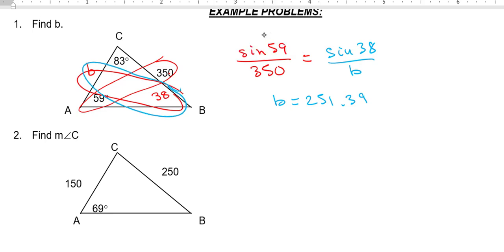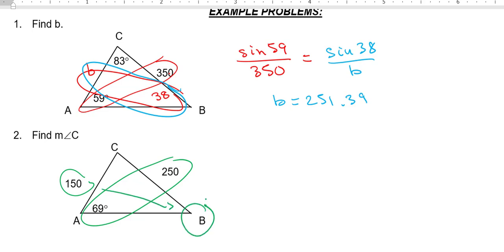Try another one here. You're looking for angle C here. You have this combination, and you can find angle B. So in this case, you're going to have to find angle B first, and then just subtract from 180 to find angle C. So it's going to be the sine of 69 divided by 250 is equal to the sine of angle B over 150.